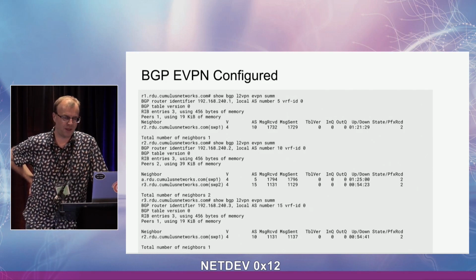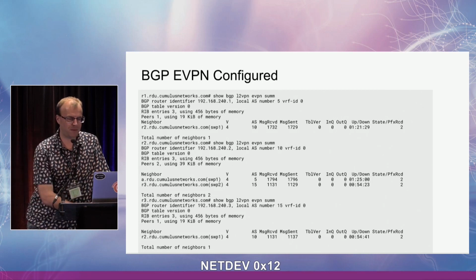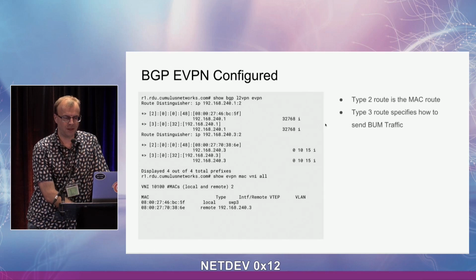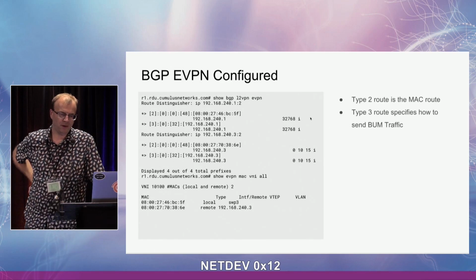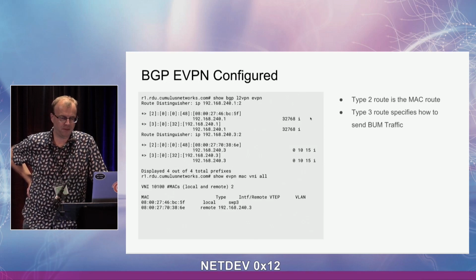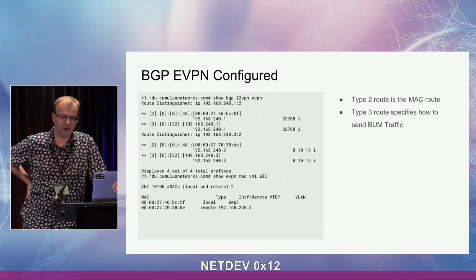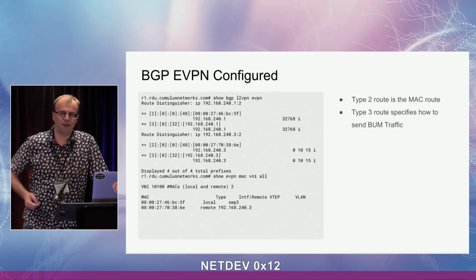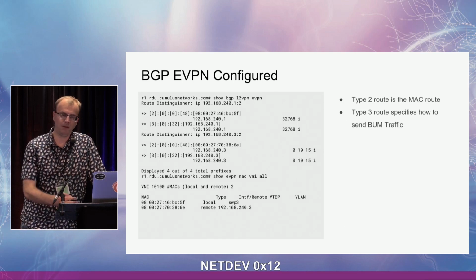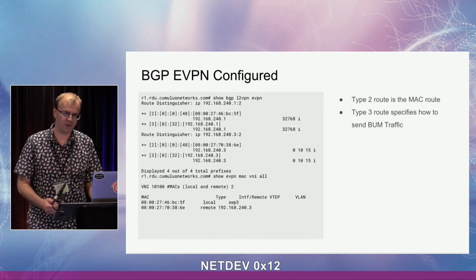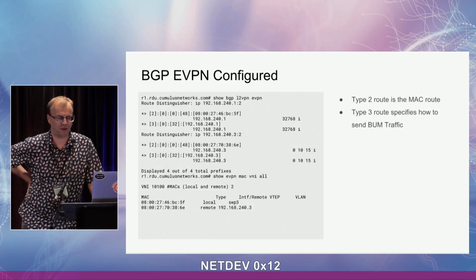So I've configured BGP and run some show commands. The big one here is show BGP L2VPN EVPN. EVPN has 5 different basic route types. In this example, we're only using route types 2 and 3. Route type 2 is the MAC distribution via VXLAN across the network, and type 3 specifies how to handle the broadcast, unidentified unicast, and multicast traffic across that network.